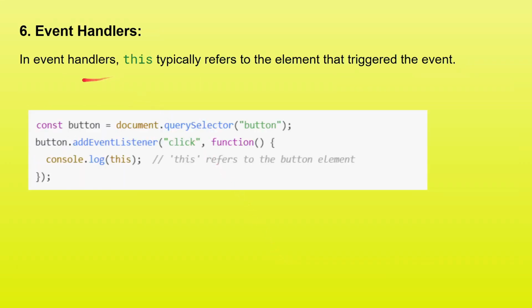Event handler. In an event handler, this typically refers to the element that triggered the event. So we have a button, that is document.querySelector with the button ID, and button.addEventListener, we have a click event, and this refers to the button element.